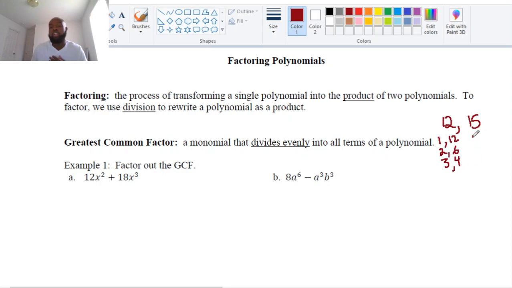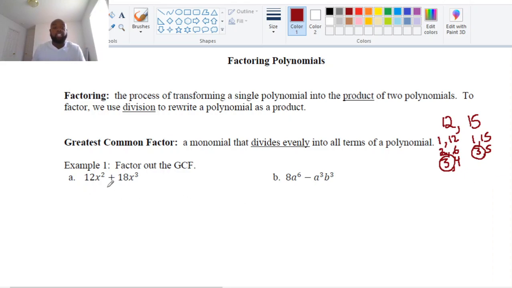The factors of 15 are 1 and 15. You can do 3 times 5. And so those are the factors of 15, right? And so the greatest common factor is the largest number that shows up in both of those lists. And so 3 is the greatest common factor. And so we want to do a similar thing, but for polynomials.